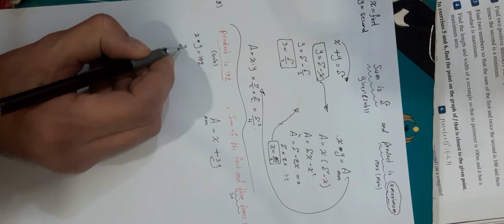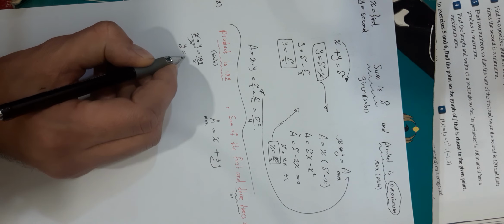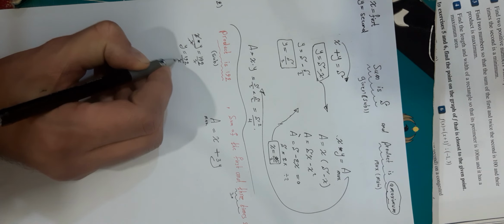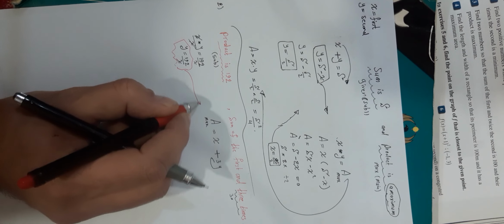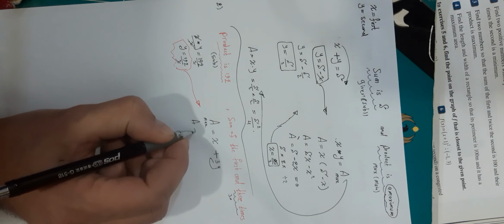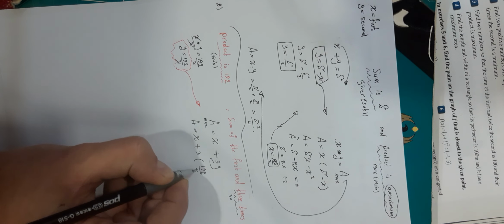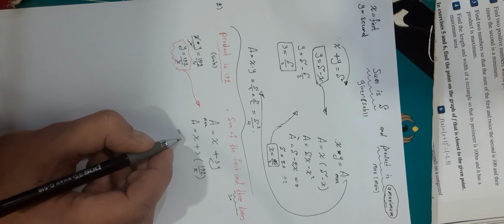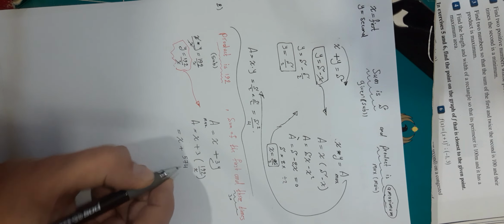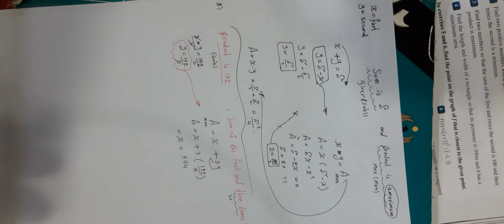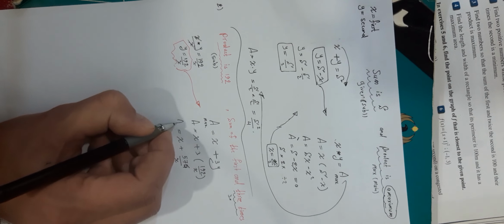How can we find y? By dividing both sides by x. x with x cancel, so y is equal to 192 divided by x. This is the sub equation. Input it again in the main equation. So a is equal to x plus 3 times 192 divided by x. So it is equal to x plus 576 divided by x.